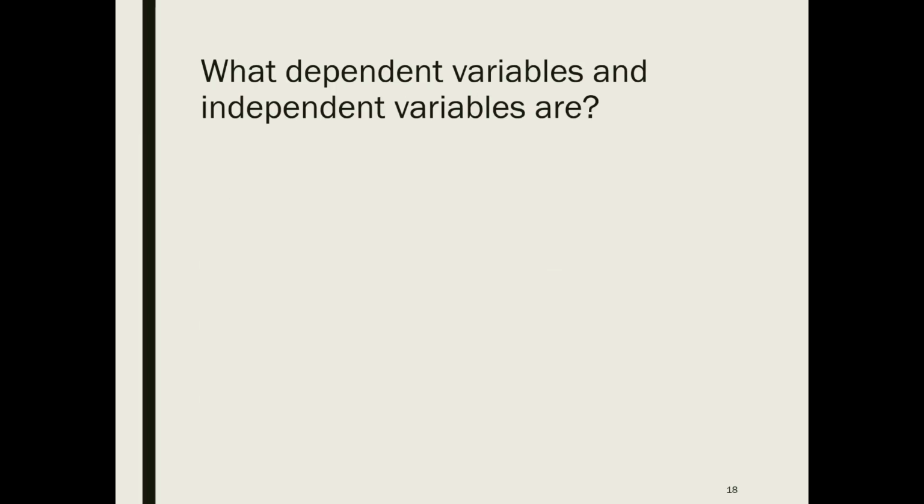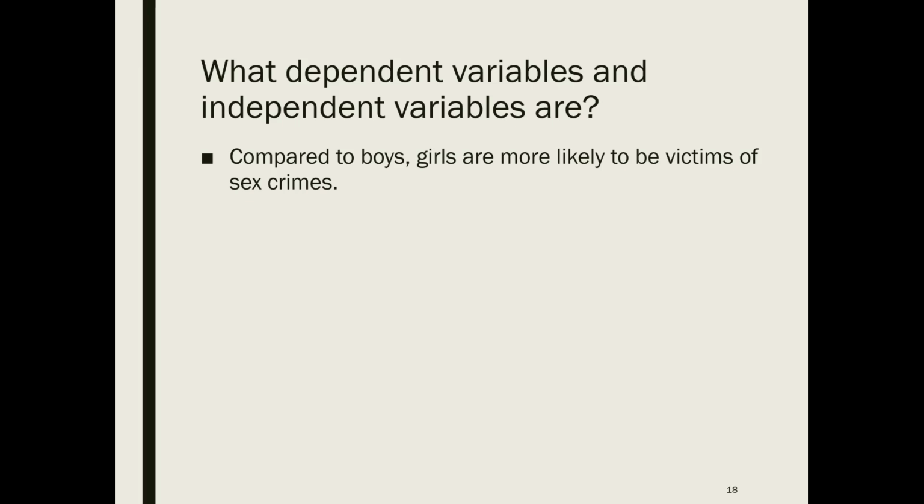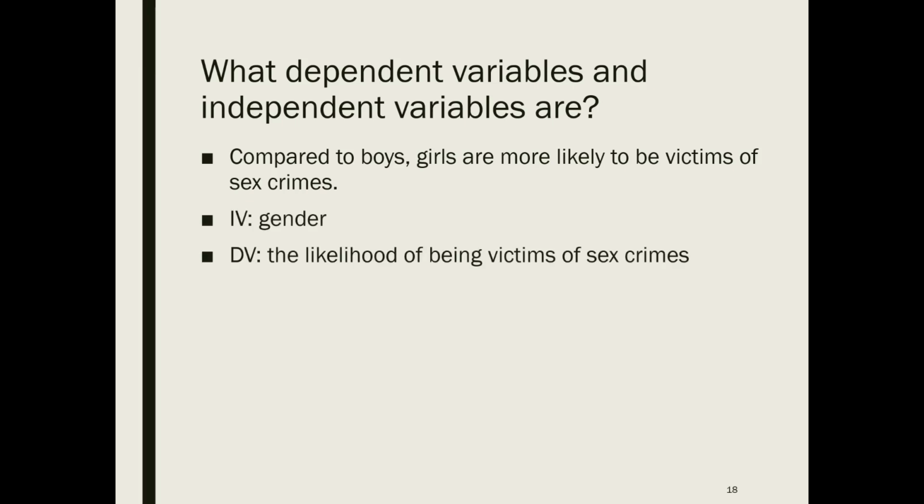So, some practice. Now you can pause this video at any time and practice, okay? Compared to the boys, girls are more likely to be the victim of sex crimes. Now the dependent variable is easy because we are looking at the likelihood of being victims of sex crimes, right? Independent variable, boys, girls, these can be indicated by gender. So the independent variable will be the gender. The dependent variable will be the likelihood of being victims of sex crimes.